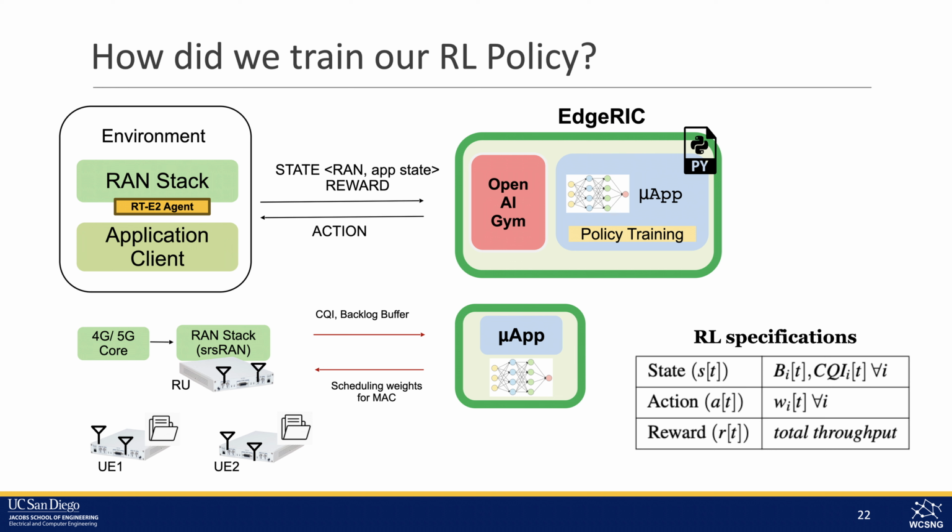In our case, our objective was to maximize the system throughput, and the state that we looked at was basically the CQI and the backlog buffers of each of the UEs. These are our corresponding specifications: the state is the backlog buffer and the CQI of each of the users. The action here was the weight of each UE, that is, the number of resource blocks to allocate to each of the users, and the reward for our agent here was the total system throughput achieved by taking that particular action.